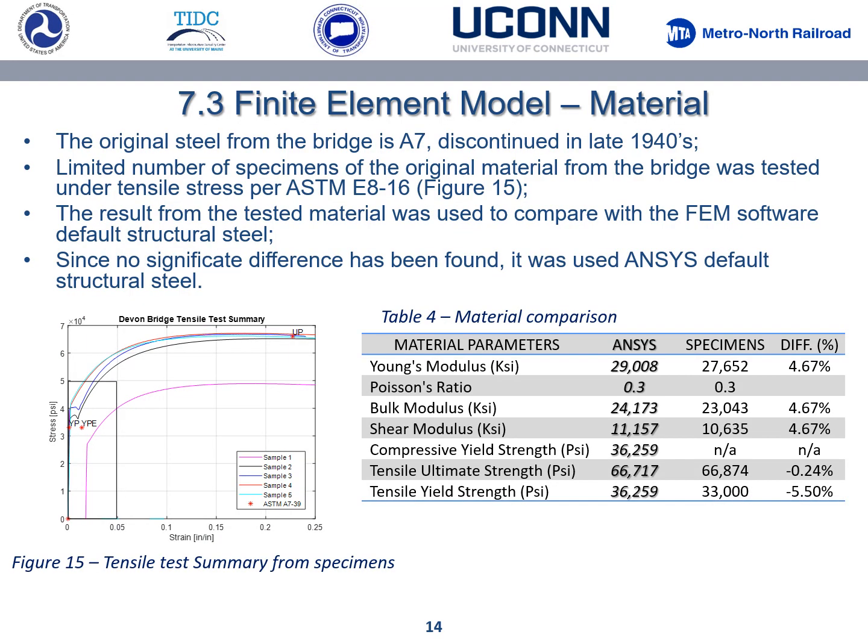Finite element model material. The original steel material from the bridge is A7, and it was discontinued in the late 1940s. We used a limited number of specimens, shown in figure 15, and we used tensile tests to extract the tensile strength and the Young's modulus, and from there we compared with the default steel material. Shown on table 4 is the comparison between both of them, and we found that the difference is less than 5%. Therefore, for that particular analysis, we used the default steel from ANSYS.